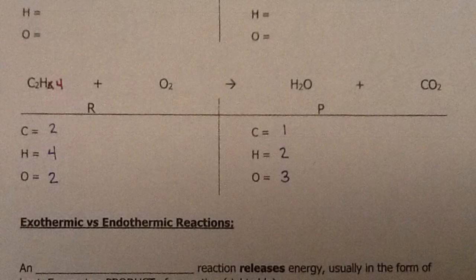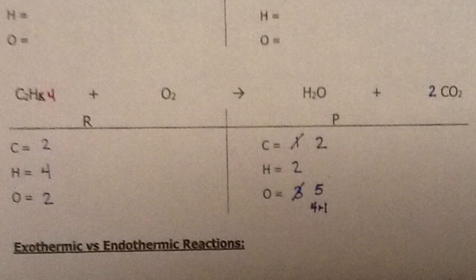Next, you're going to want to count up the number of carbon, hydrogen, and oxygen atoms on the reactant and product side. On our reactant side on the left, we see we have 2 carbons, 4 hydrogens, and 2 oxygens. And on our product side, we have 1 carbon, 2 hydrogen, and 3 oxygens. 2 of our oxygens are in the CO2 molecule, 1 of our oxygens is in the H2O molecule.